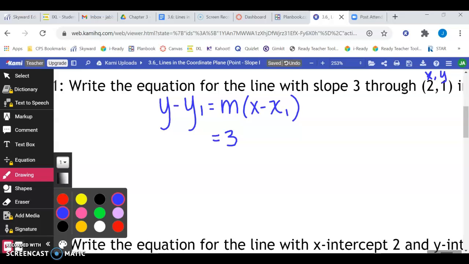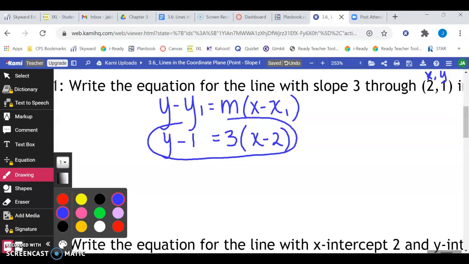So we're going to have y is 1, so we're going to have y minus 1, because the formula is minus. And then over here in parentheses, we're going to have x minus 2, since x1 is 2. And then that is our answer. That is in point slope form.